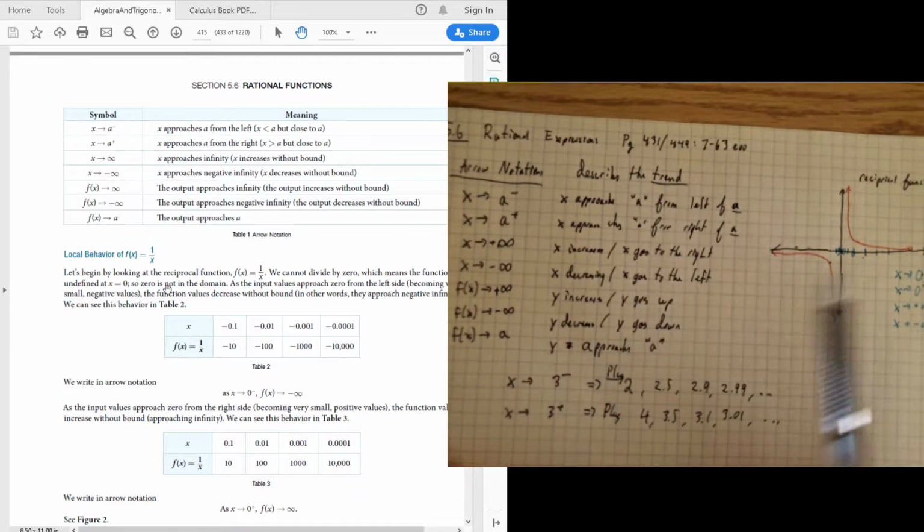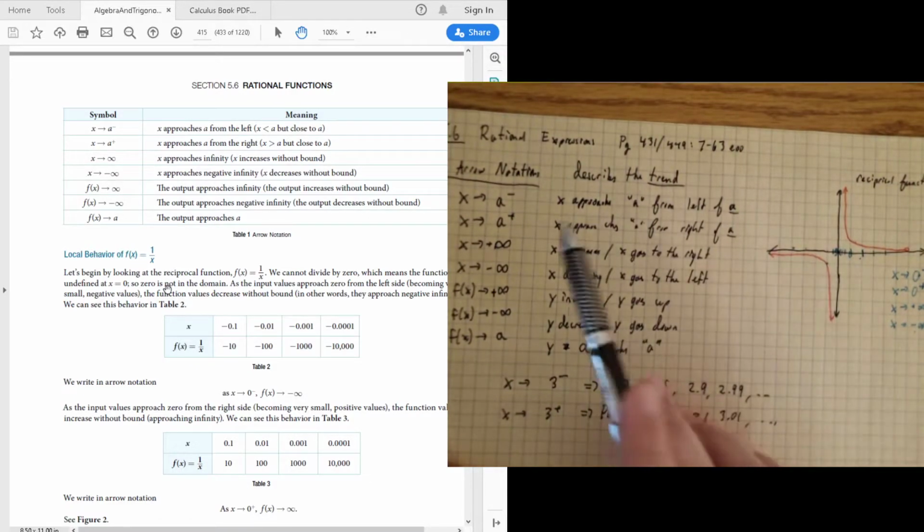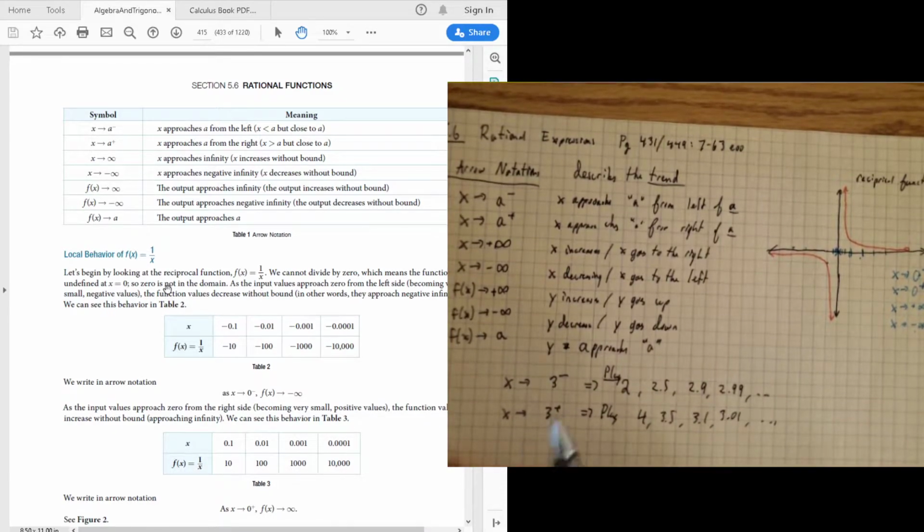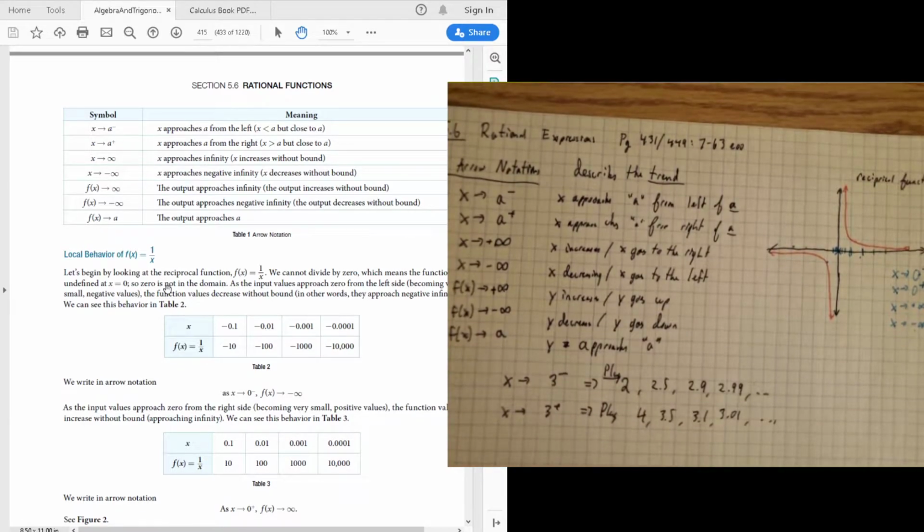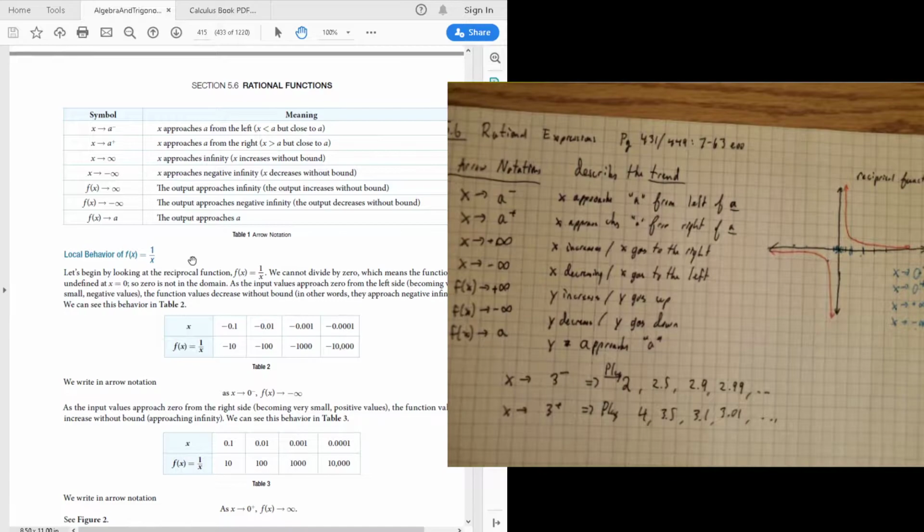And so we now have a way to talk about the graph using these arrow notations and the numbers using these arrow notations. Because if x is approaching 3 from the left, I can just test a couple of values to the left of 3. If x is approaching 3 from the right, I can test a couple of values from the right. And you can see an example of that right here.